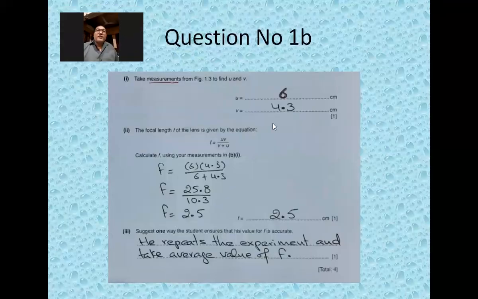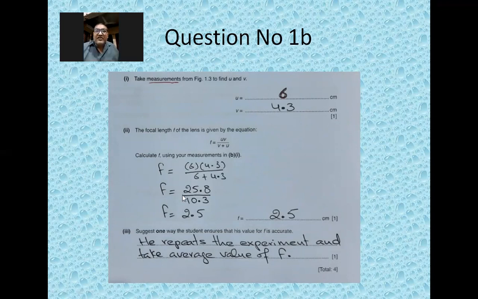So here we go. The u value is 6, the v value is 4.3. The f will be equal to 6 into 4.3 divided by 6 plus 4.3. So upstairs you will have 25.8 and downstairs you will have 10.3. When you divide 25.8 by 10.3, you get 2.5. So 2.5 centimeter is the focal length.